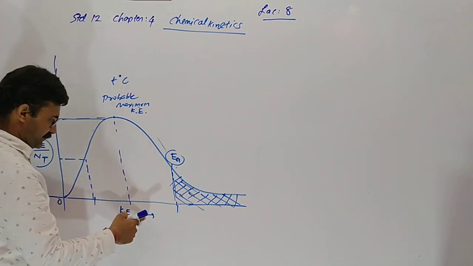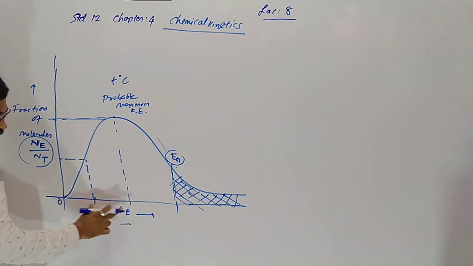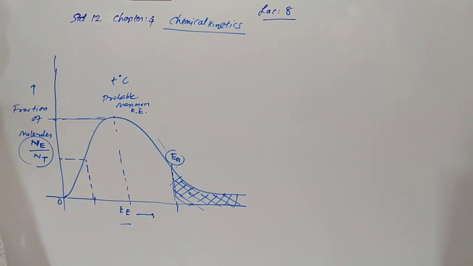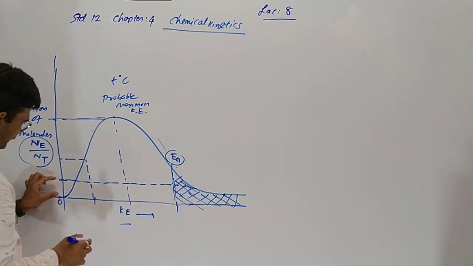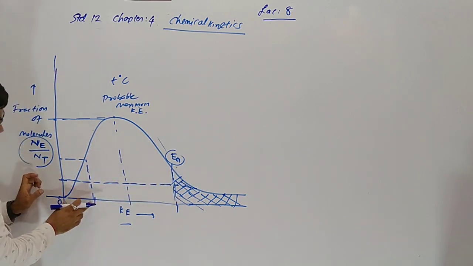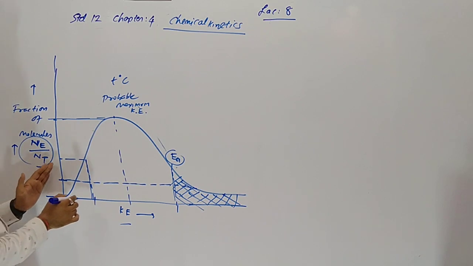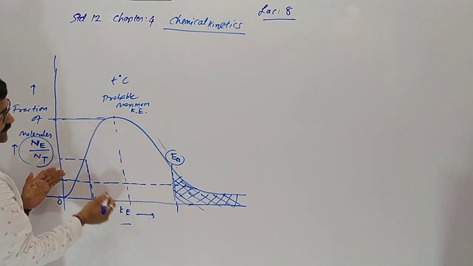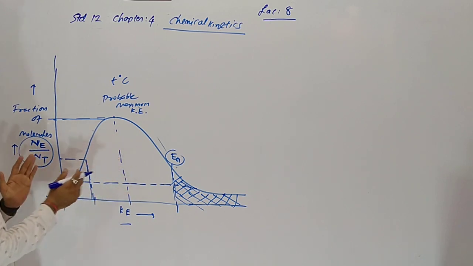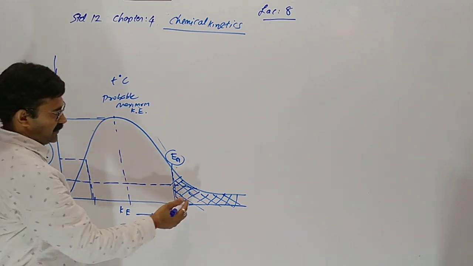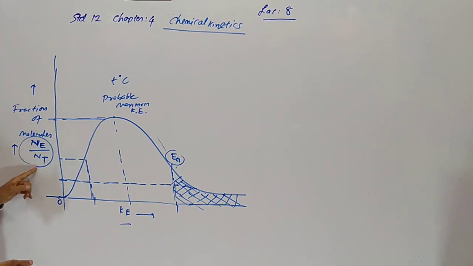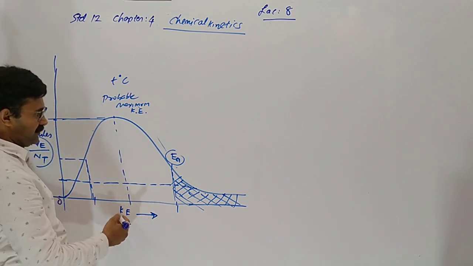Molecules with less energy, that is low and intermediate, are not taking part in the reaction. So molecules having higher kinetic energy are very few. The fraction is the number of low kinetic energy molecules upon total, here the number of intermediate kinetic energy molecules upon total number of molecules, here higher kinetic energy molecules upon total number of molecules. It gives a fraction on the y-axis, and kinetic energy on the x-axis.